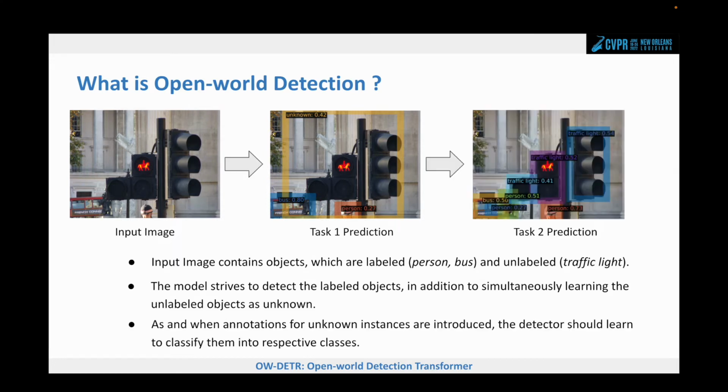labeled instances. And when the annotations for those unknown labels are introduced, the open world detector should be able to classify them into the respective classes without forgetting the labeled instances. These steps are continued till all the objects are labeled.